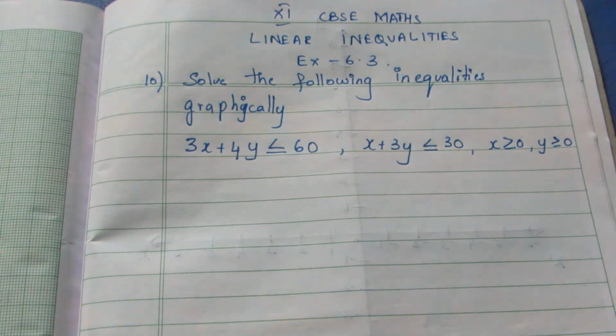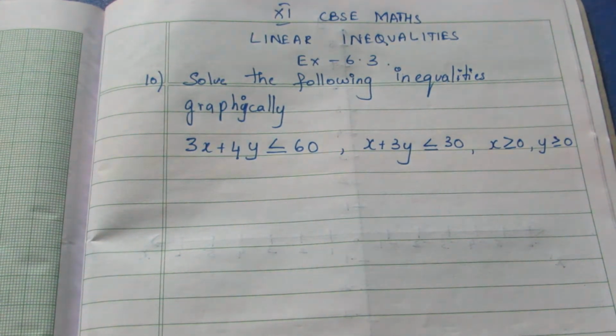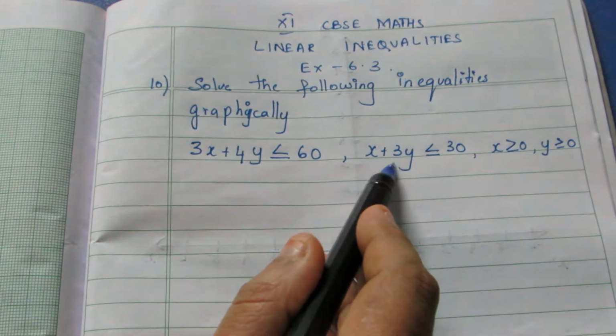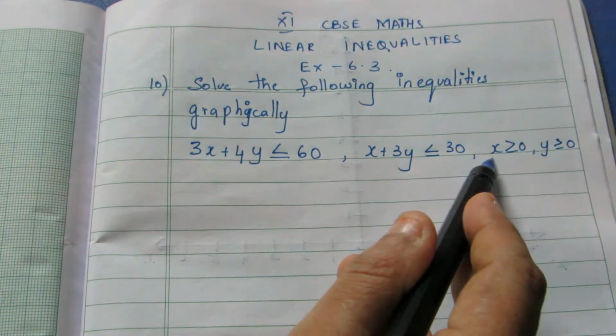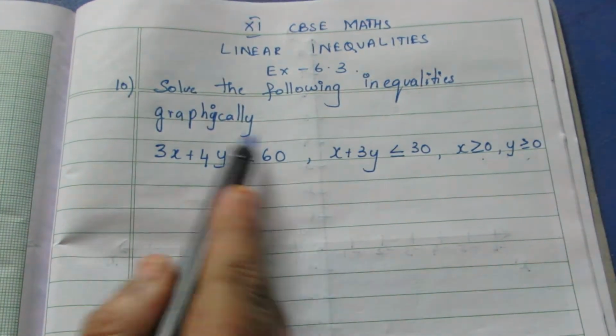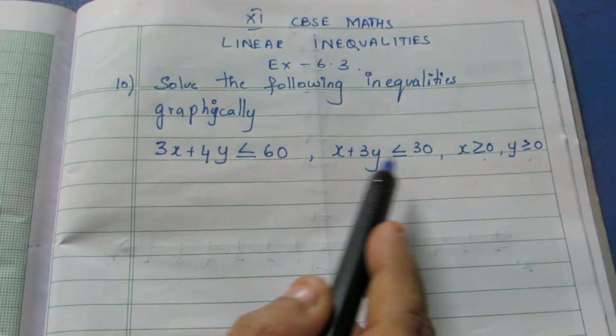Let's see the question. Solve the following inequalities graphically. So we are going to solve it in a graph. Here 3x plus 4y is less than or equal to 60, x plus 3y is less than or equal to 30, x is greater than or equal to 0, y is greater than or equal to 0. So we can't solve it by linear inequalities.